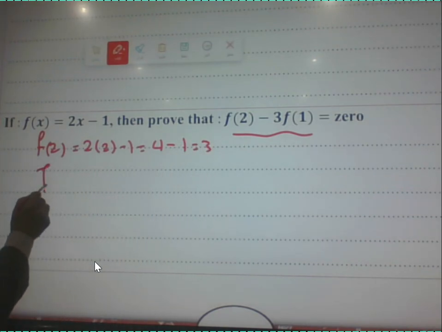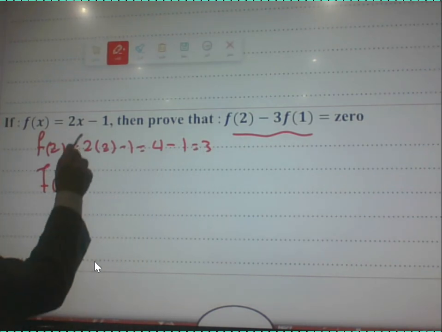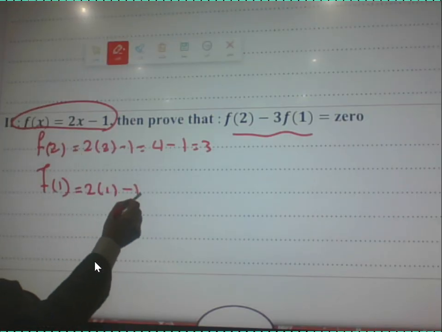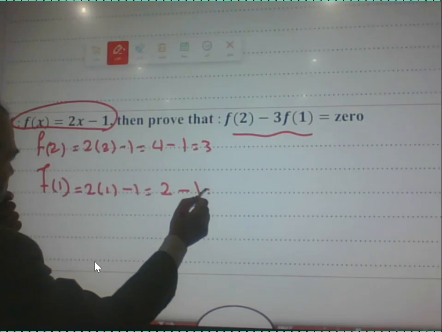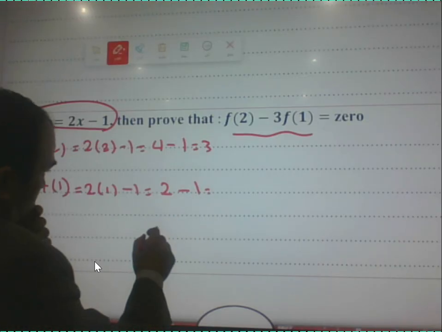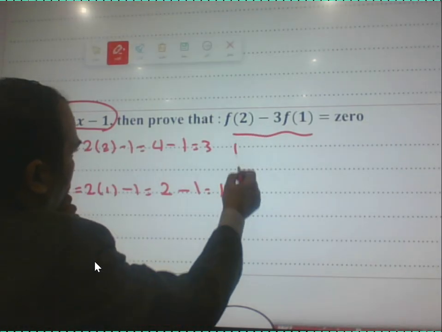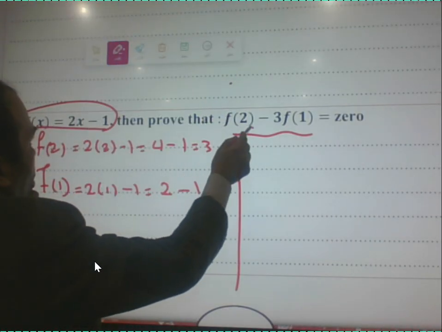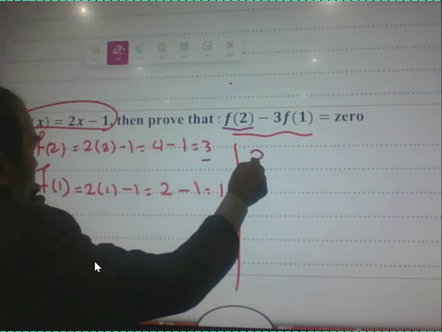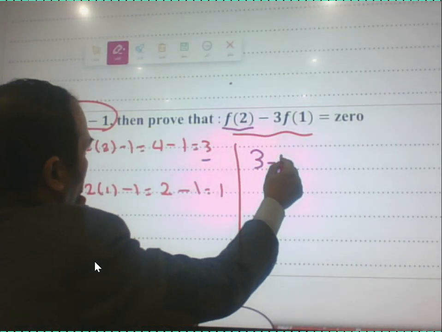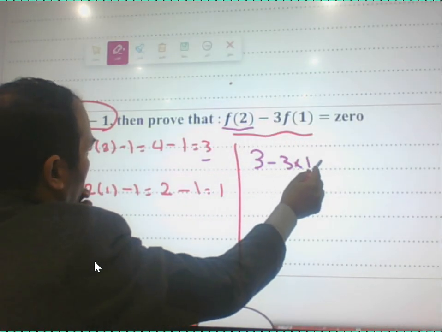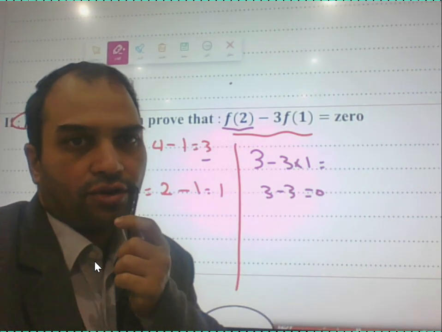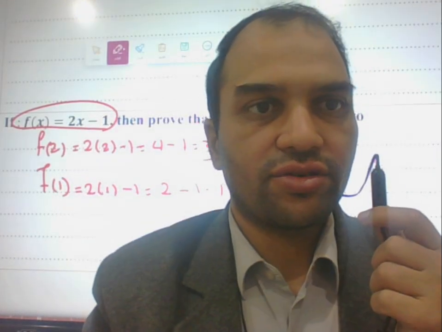And then I will find the value when x equals 1. Put here f of 1: 2 times 1 minus 1. 2 times 1 is 2, minus 1 equals 1. Then in this expression, we have f of 2 here. Put the value of the first. The value of f of 2, I get it 3. Subtract by 3 times f of 1, which was 1. Then 3 subtract 3, the answer will be 0. Okay, understood this example? Okay, next question.